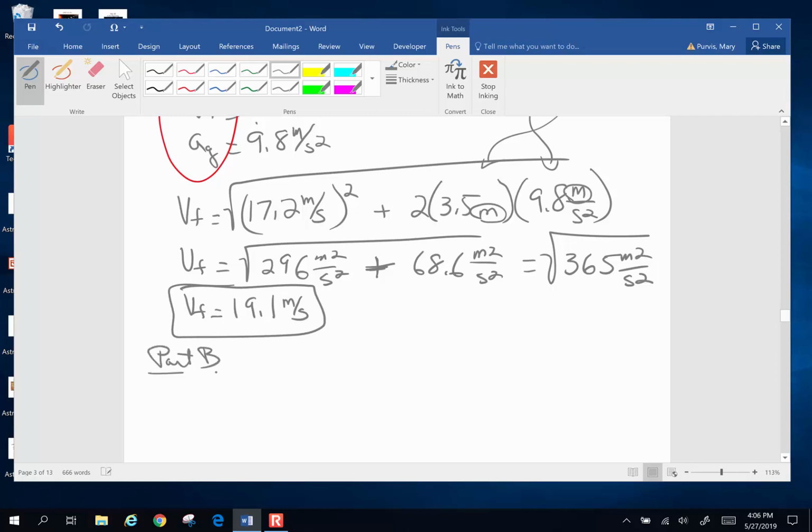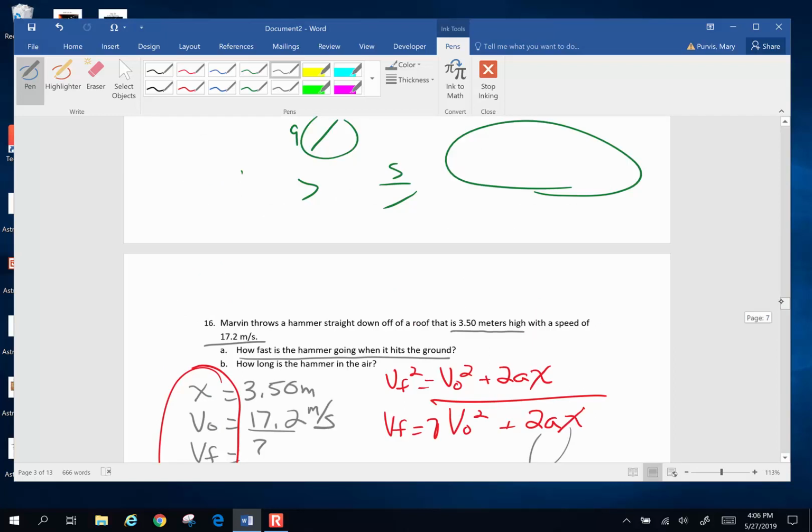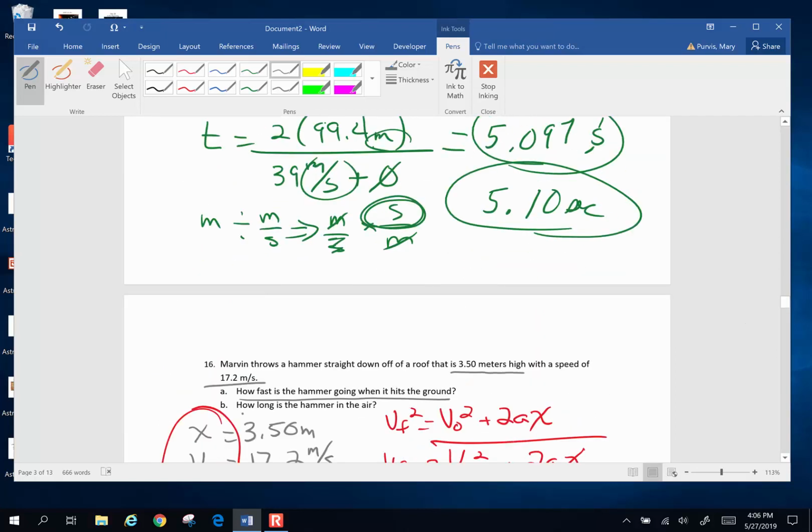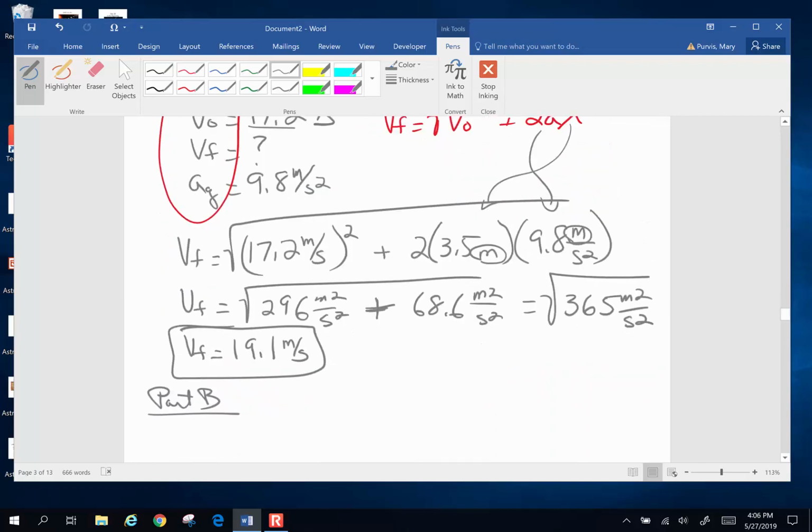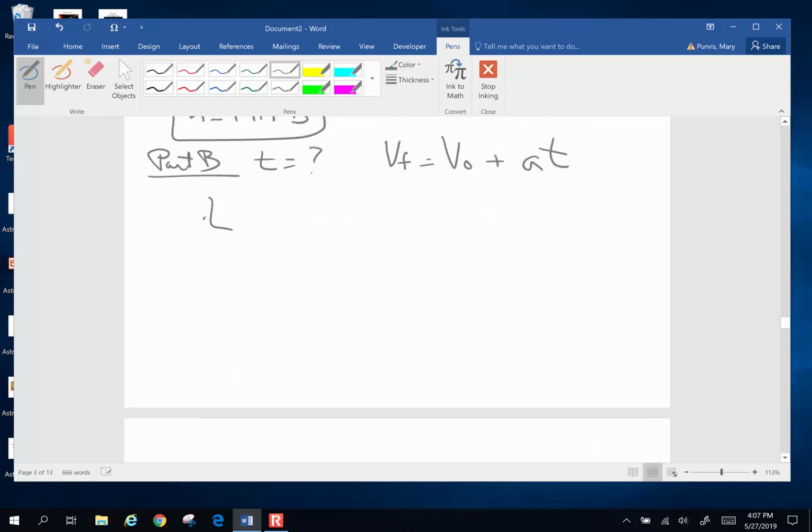Part B asks this question. I think part B says, how long is the hammer in the air? So how long means what? Time. So part B, time is my question mark. What are we going to use for time? Lots of choices. Given everything we have here, I think I'm going to go back to that simple equation. VF is VO plus AT. So time is going to be equivalent to final minus original divided by acceleration.